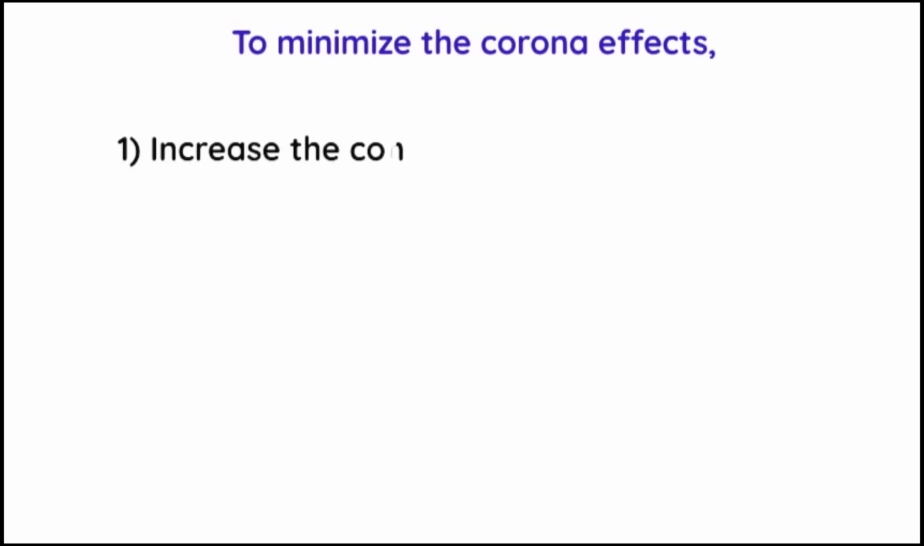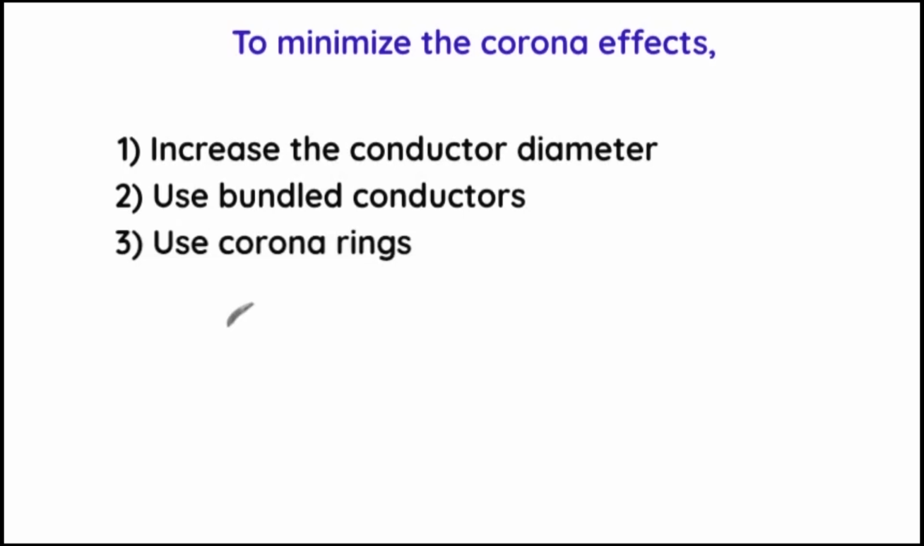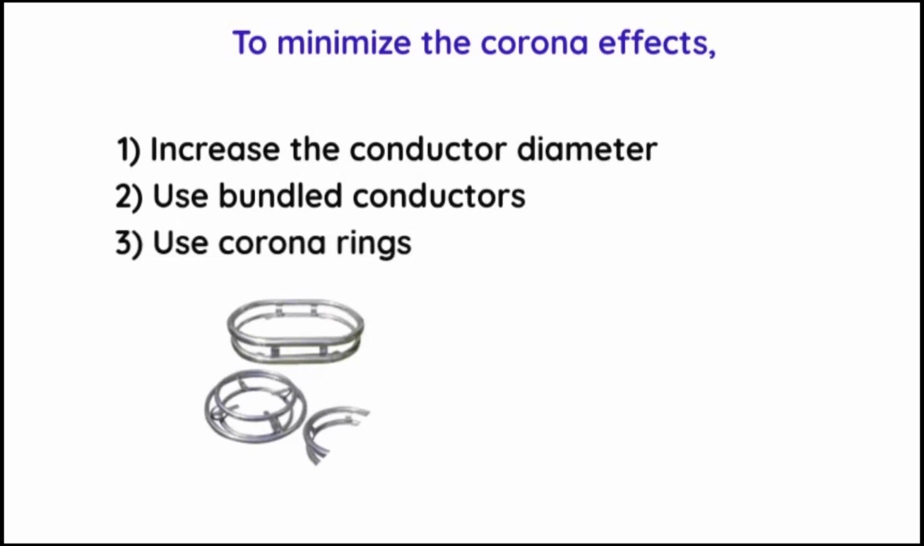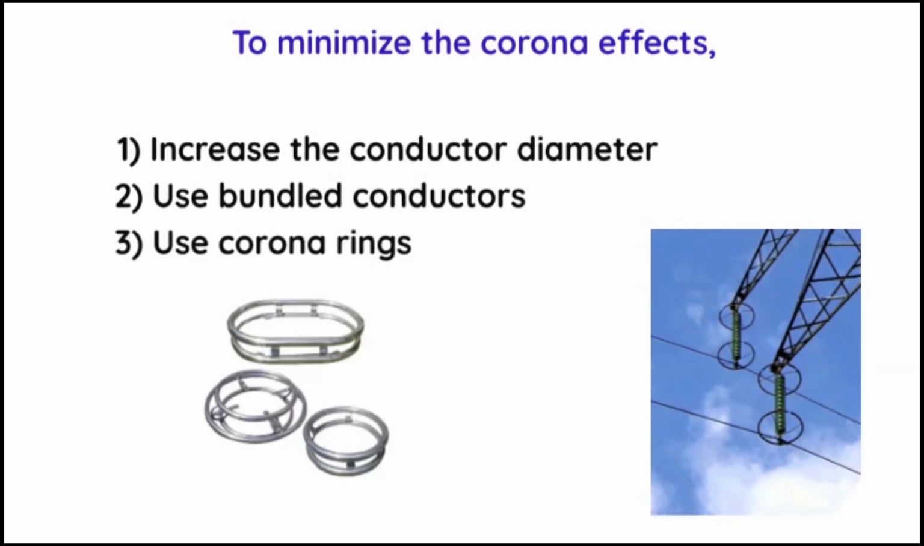There are several ways that corona formation can be minimized and the power loss reduced. Corona formation reduces with the increase of the diameter of the conductor. Therefore, we can increase the conductor diameter. We can also use bundled conductors and increase the effective diameter. We can use corona rings to reduce the sharpness of the conductor curvature. These are some examples of corona rings and how they are used in transmission lines.